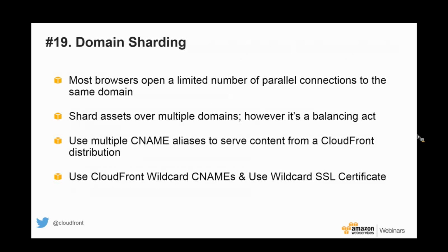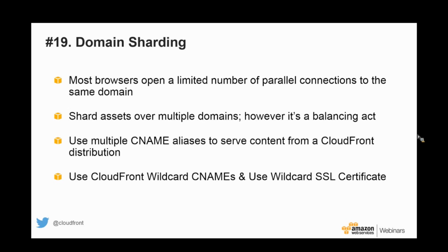Domain sharding. Most browsers will open a limited number of parallel connections to the same domain. The way this benefits is that the browser can start downloading multiple objects at the same time. But the number of parallel connections that browsers will open is limited. So to increase that, what you can do is shard assets over multiple domains. So you can use a.mysite.com and b.mysite.com. And then the browser will treat those two different domains as totally separate when it comes to making parallel connections to the server.